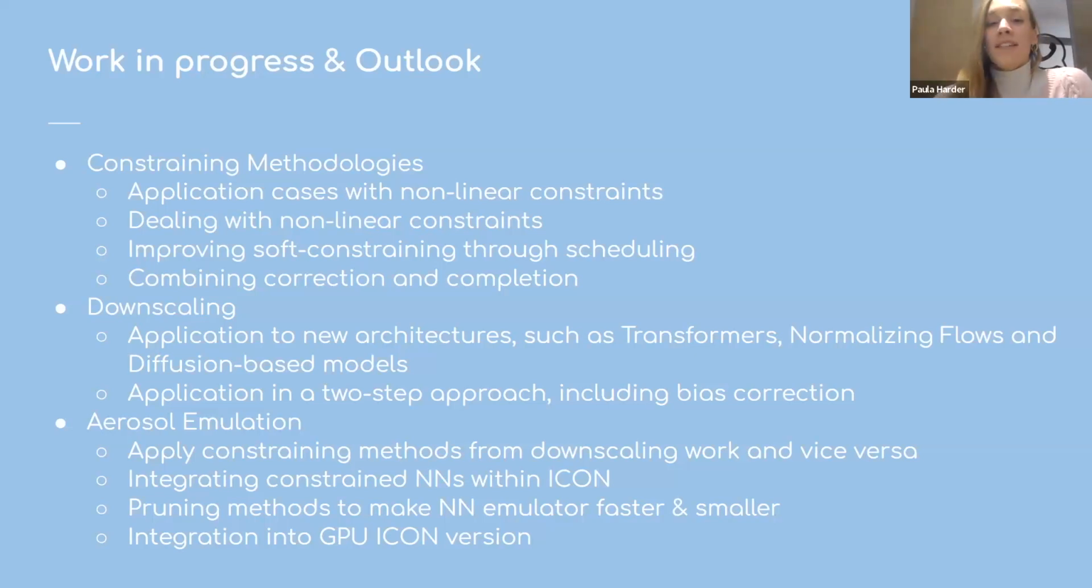And then I looked a bit into improving the soft constraints, because I think there's some potential, for example, in doing some scheduling, so just increasing the factor for how much the constraints are weighed during training, so it first finds an accurate solution, and then within that closer space it finds one that is more physically plausible. And then also, what I showed last with the correction and completion methods, can actually combine that to then have both a hard constraint and a soft one, for mass conservation and positivity.